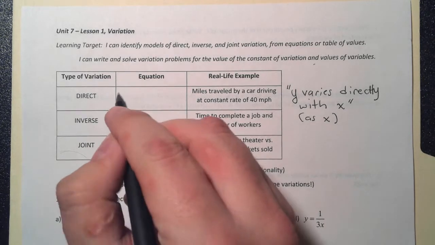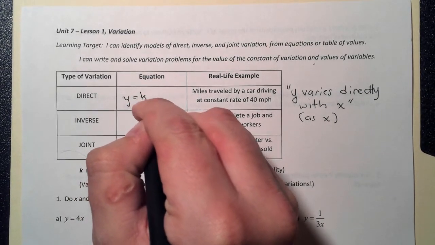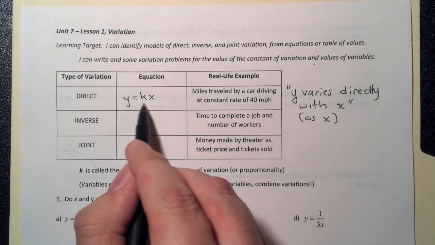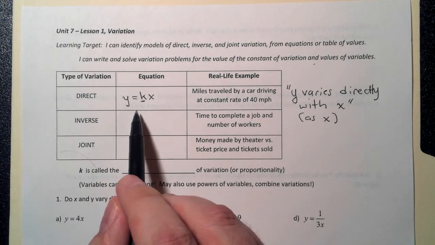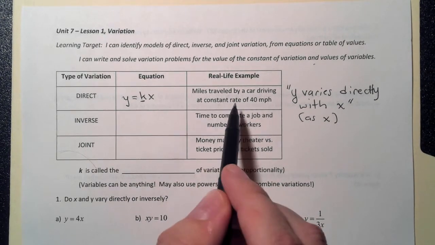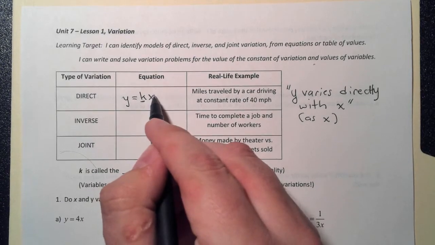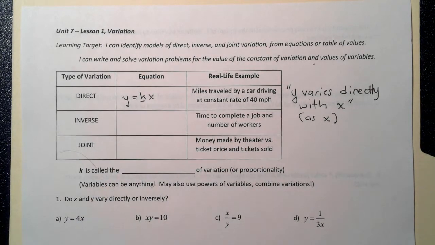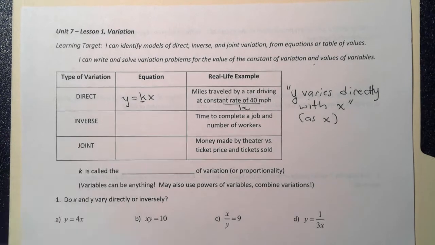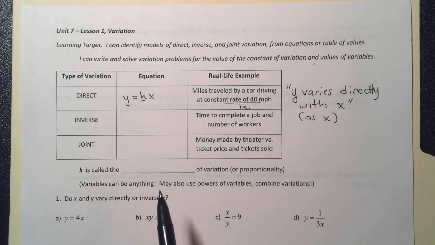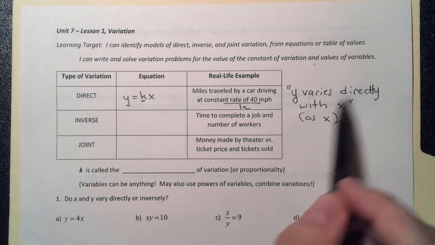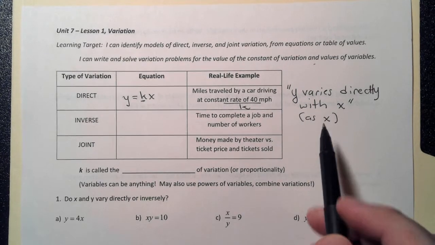So direct variation is a simple thing. It can be modeled as y equals kx, where k is some constant. This might model something like the miles traveled by a car when it's driving at a constant rate for some number of hours. So x would be time, and y would be the miles traveled, while k would be my constant rate. So that's direct variation. This can come up in a lot of different instances. In a word problem, this would typically be described as something like y varies directly with x.